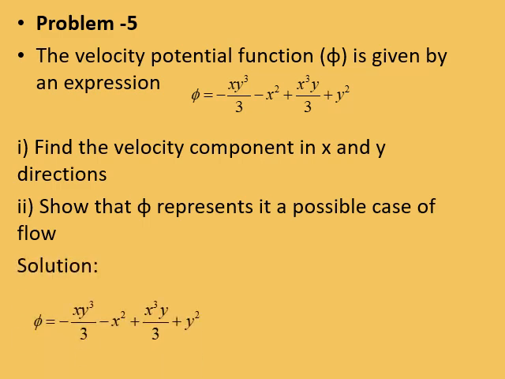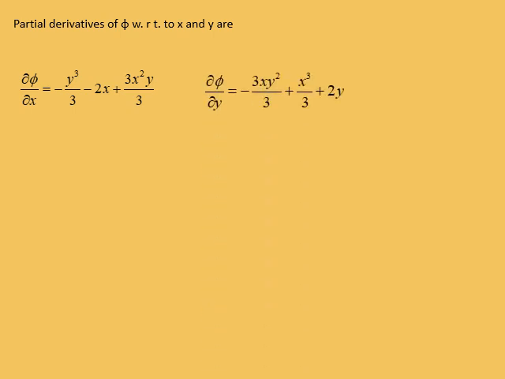Now the solution. This is the given expression. The partial derivatives of φ with respect to x and y are: ∂φ/∂x = −y³/3 − 2x + 3x²y/3. Similarly, ∂φ/∂y = −3xy²/3 + x³/3 + 2y. Now the velocity components u and v are given by the expressions.